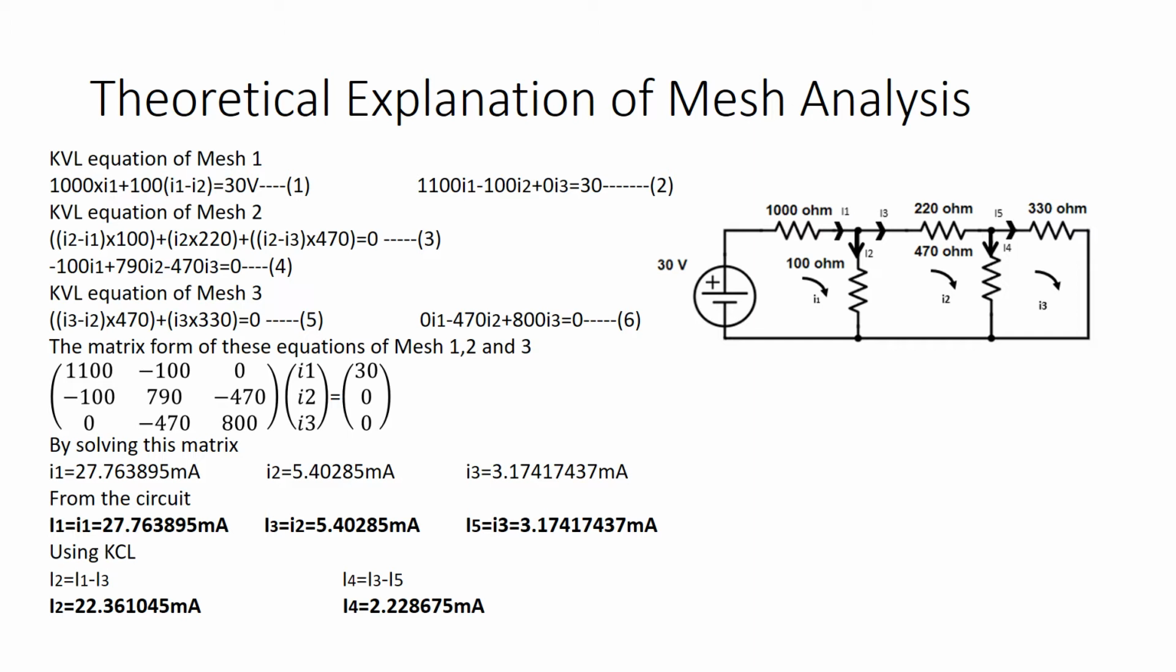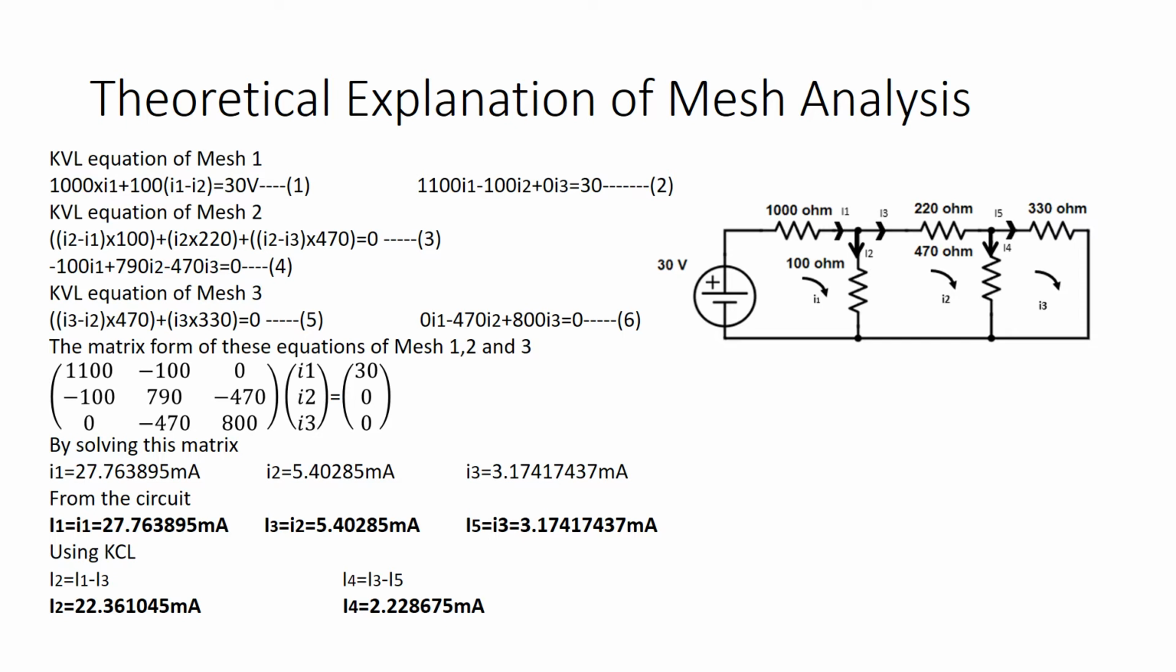How can we find capital I1? Only the current from loop 1 goes through the 1000 ohm, so small i1 is equal to capital I1. Similarly, the current flowing through the 220 ohm is only the loop 2 current, so capital I3 is equal to small i2. The current flowing through the 330 ohm is only the loop 3 current, small i3, which is equal to capital I5. Now we have the branch currents I1, I3 and I5.